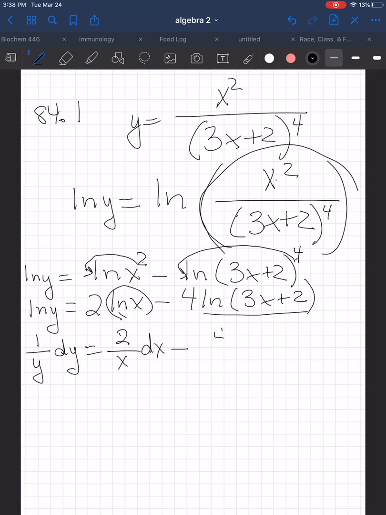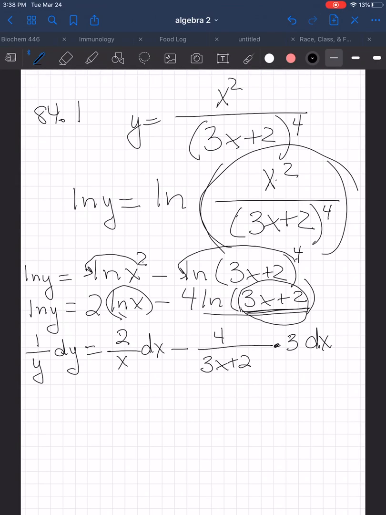So that's going to be 4 over (3x plus 2), but now it has to be multiplied by the derivative of what's inside of here, because our formula is for the derivative of natural log of x, not natural log of 3x plus 2. So we have to multiply the chain rule by the derivative of what's in here. So what's the derivative of 3x plus 2? It's 3. And that was with respect to x, so this is dx.